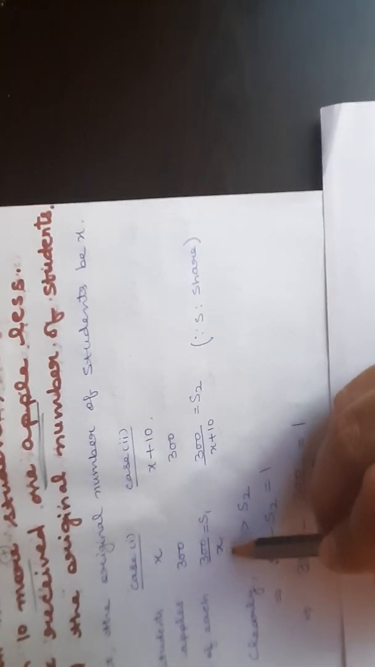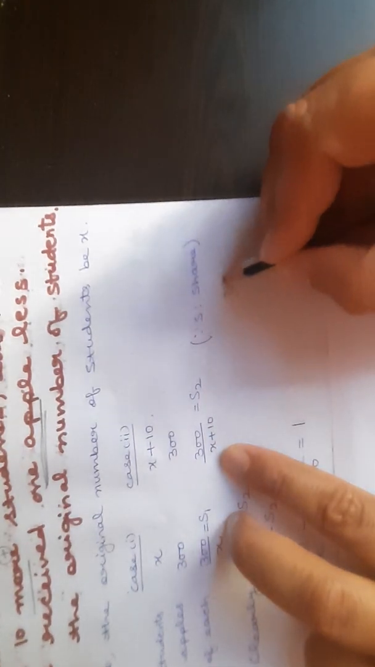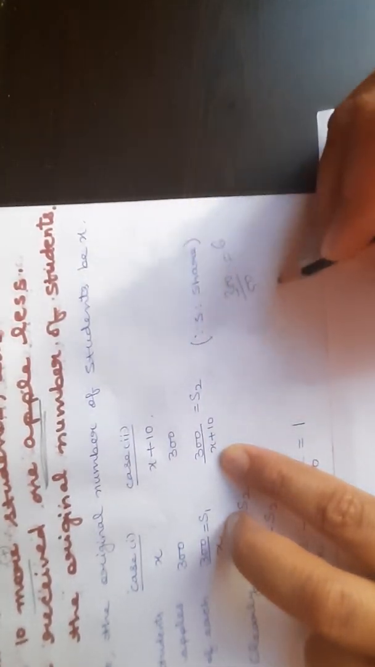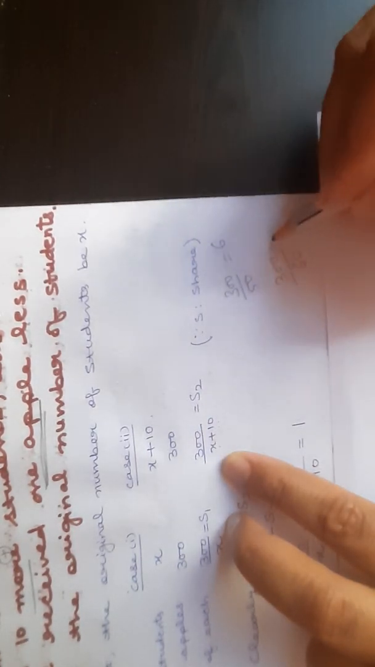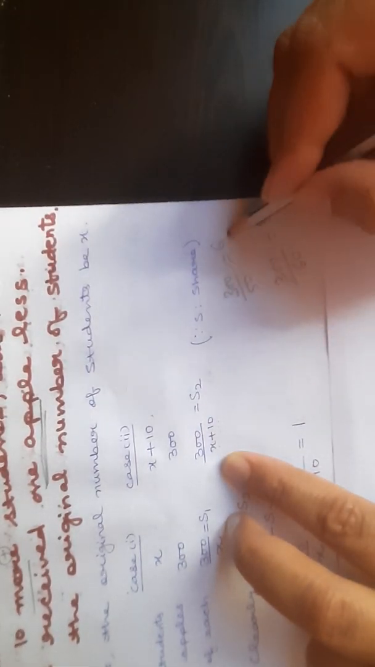You can cross check for yourself. See, 300 upon 50 gives you 6. And when you divide it by 50 plus 10, which is 60, you get 5. And 6 minus 5 is equal to 1. So that means your answer is correct. Clear? Thank you.